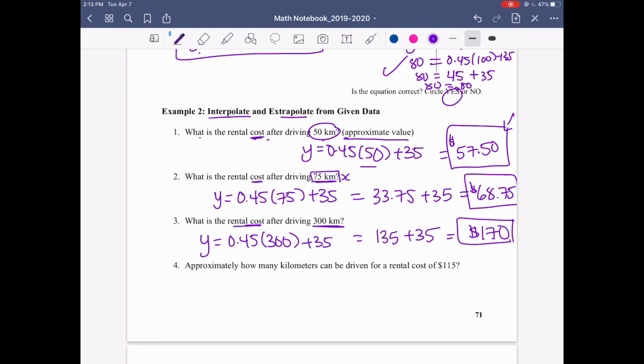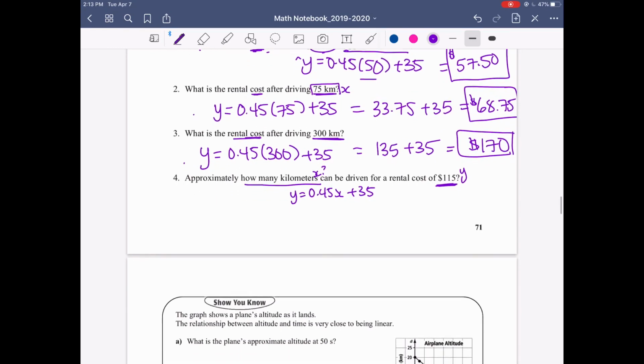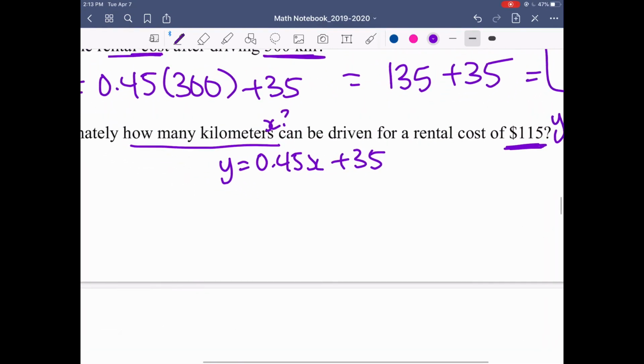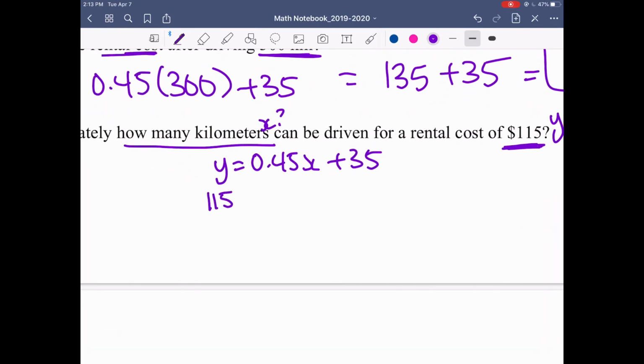How about if we flip it? Instead of us finding the y or the cost each time, how about if they give us the cost and it asks you how many kilometers? So they give you y and you need to find what x is. So we know y is equal to 0.45x plus 35. Let's plug in what we have. So the cost they said was $115 equals 0.45x plus 35. And now you just have to work backwards to solve for x.